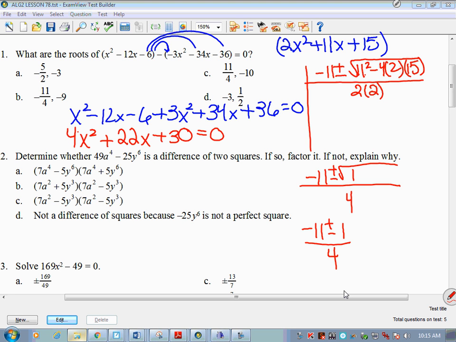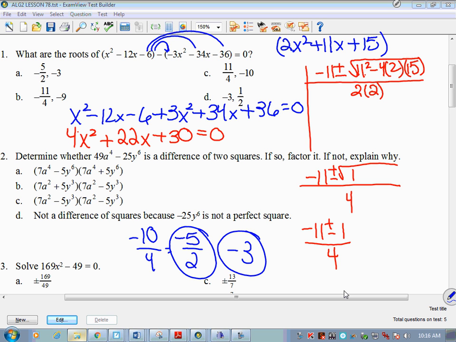So we have 2 possible answers here, right? What's the first thing that we would do? How would I find my first answer? Negative 11 plus 1. What's negative 11 plus 1? Negative 10. What's negative 10 divided by 4? Okay, negative 5 over what? 2. So negative 5 halves. Okay, now what? What's negative 11 minus 1? What's negative 12 divided by 4? Negative 3. So I'm getting negative 5 halves and negative 3.